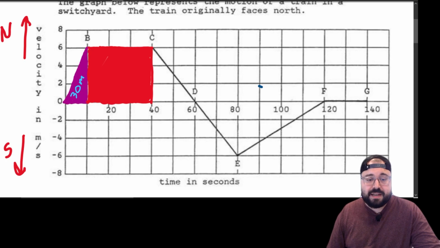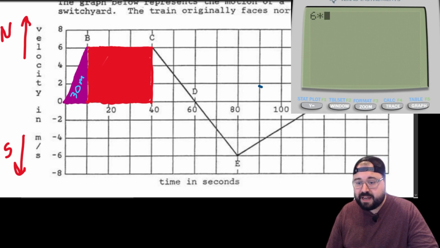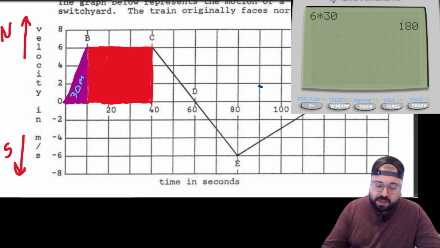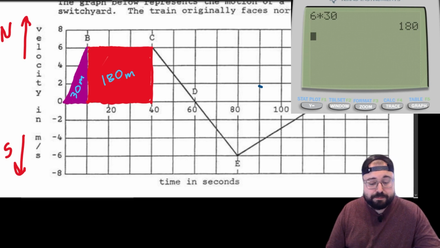So let's break out the old TI calculator, you know what I'm saying? All right, let's turn it on. Here we go. See, there she is. All right, so we got our calculator. We're going to do 6 times 30. Those of you that are good at math are going to know that's 180. There we go. So now we've got 180 meters done from B to C.